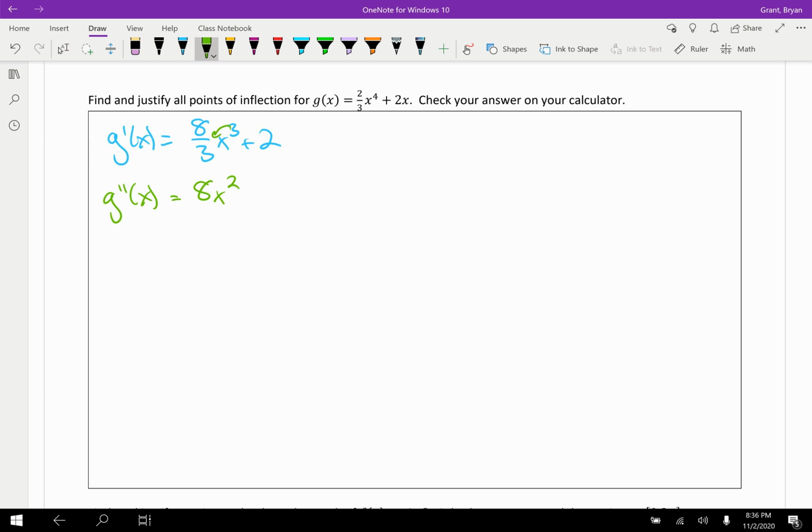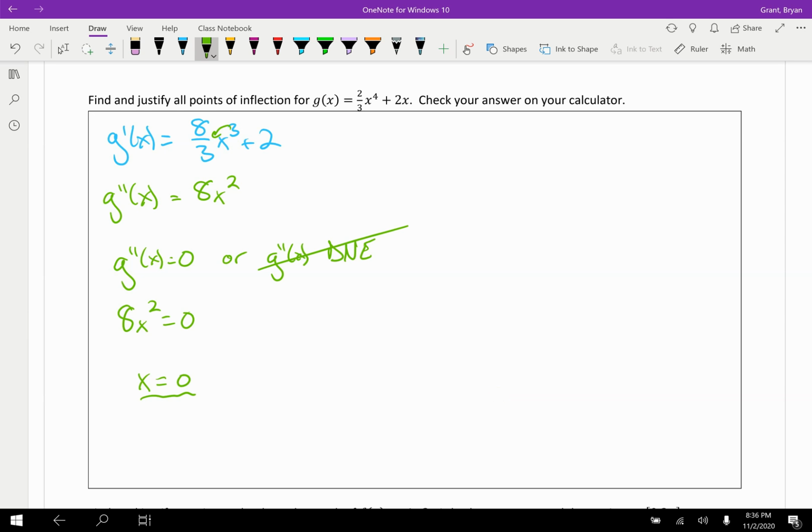Cool. Let's look for potential inflection points. That's where g double prime is 0 or g double prime does not exist. It's a polynomial. G double prime exists everywhere. So we should probably look for g double prime equal to 0. Easy enough. 8x squared equals 0. I'd say just divide by 8 and take the square root. Yeah, we get x equals 0.